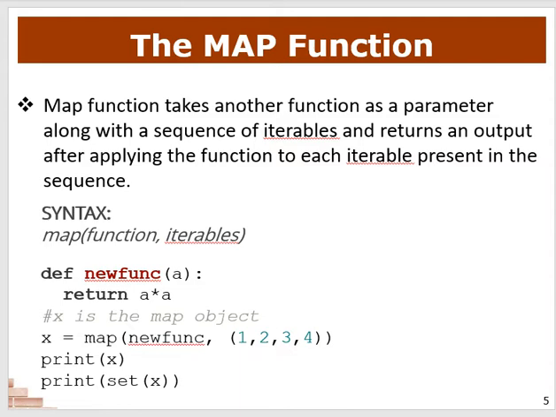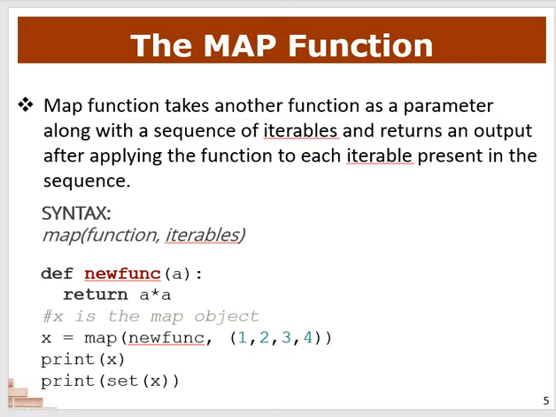So let's go one by one, starting with the map function. The map function takes another function as a parameter along with a sequence of iterables and returns an output after applying the function to each iterable present in the sequence. So this map function has two parameters. The first one is the function itself, the functionality that you want to perform, and the second one is the data set, that is the iterables on which you want that functionality to be performed.